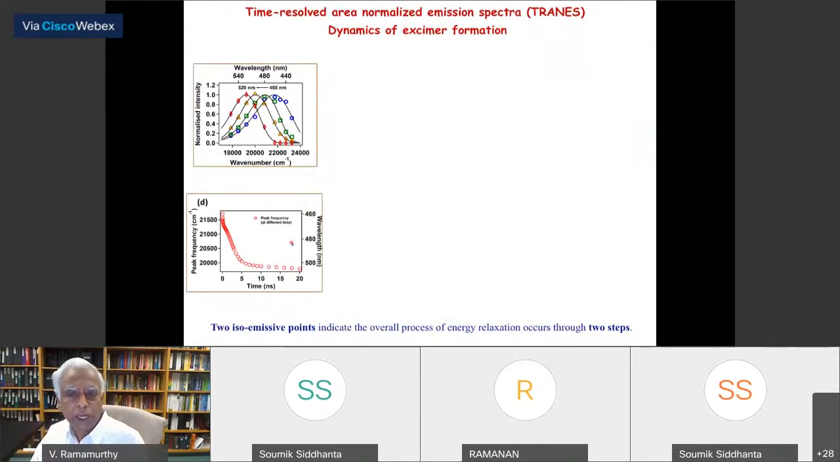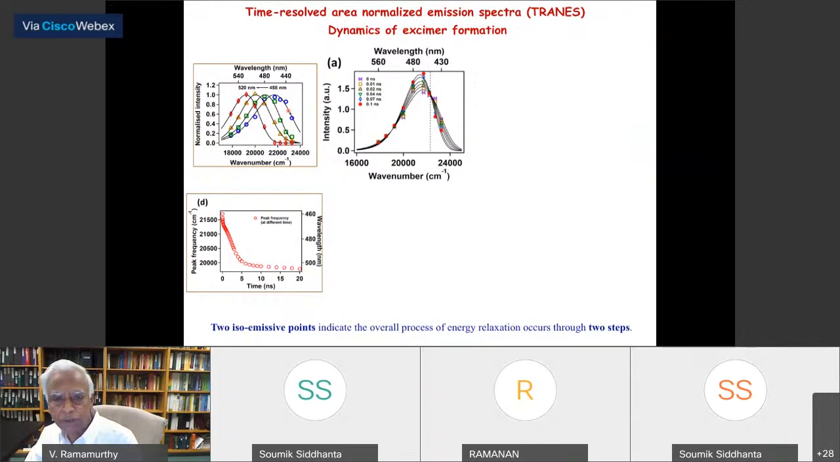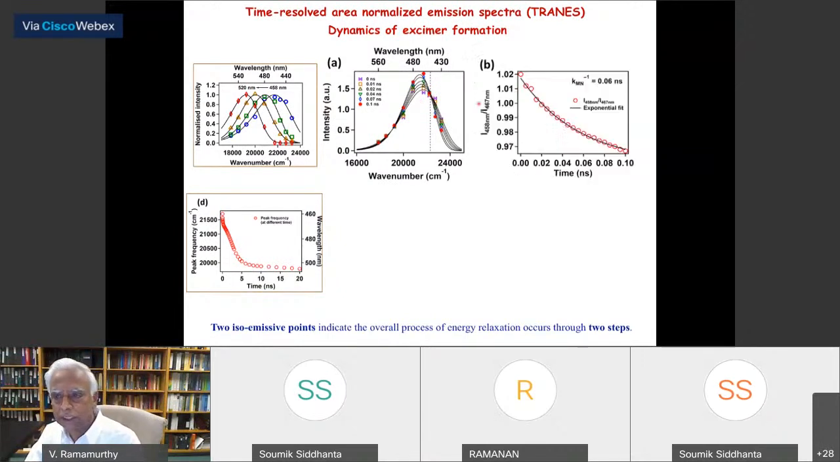Now, if you look at this on an even shorter and much closer time scale, the emission spectrum looks like this, from here and then ending up here. But then there is an isosbestic point, an isoemissive point, okay? And then you go some more. So this is the first step. The molecule starts from somewhere here and then ends up here. And then at some place, there is a stopover. And to get to that place, it takes about 0.06 nanoseconds. That is the time.